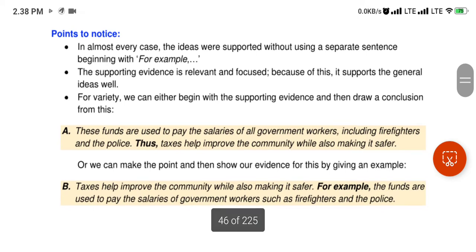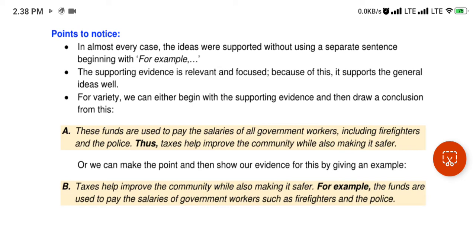In almost every case, the ideas were supported without using a separate sentence beginning with "for example". The supporting evidence is relevant and focused. Because of this, it supports the general ideas well. For variety, we can begin with the supporting evidence and then draw a conclusion from this. These funds are used to pay the salaries of all the government workers, including firefighters and the police. Thus, taxes help improve the community while also making it safer.